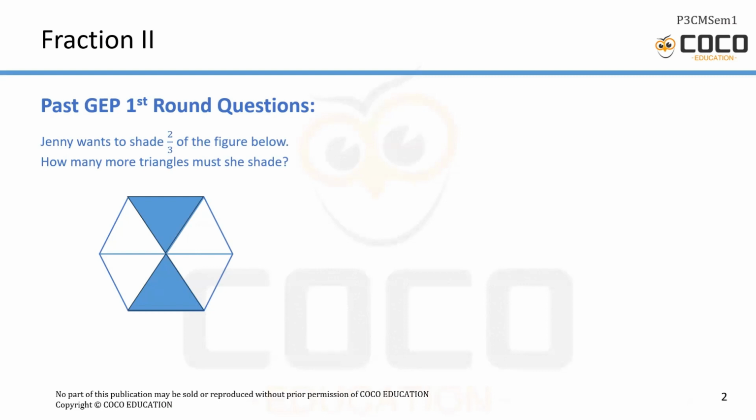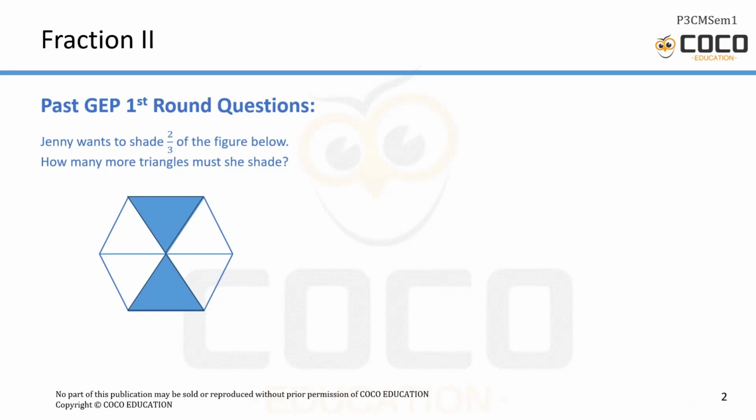Okay, so let's say this first question. Jenny wants to shade 2 over 3 of the figure below. How many more triangles must be shaded? So opposite from the one we did in the last video, this one we already know the fraction, but don't be afraid, the method is exactly the same. The only different thing is this fraction is already the simplest form. Correct? This is already the simplest form.